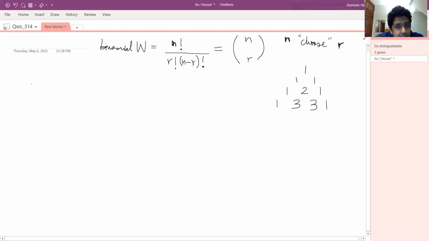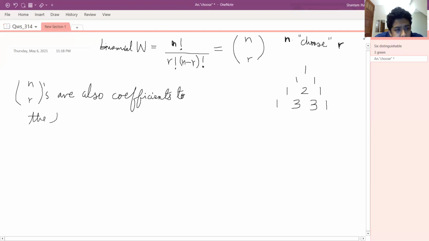What's more is that these n choose r's, and that means the Pascal triangle representation, are also coefficients. Coefficients to what? Coefficients to the binomial expansion. I'm going to talk about this in just a second. And what binomial am I expanding? It's the binomial a plus b raised to the n.